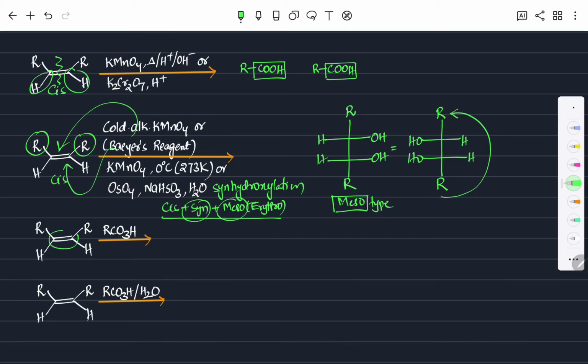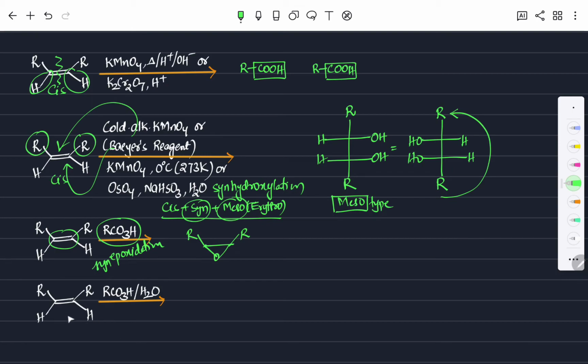Next, when cis alkene is treated with peroxyacid, this reaction is epoxidation. It is a syn epoxidation. Simply we can write the answer like this: syn epoxidation.